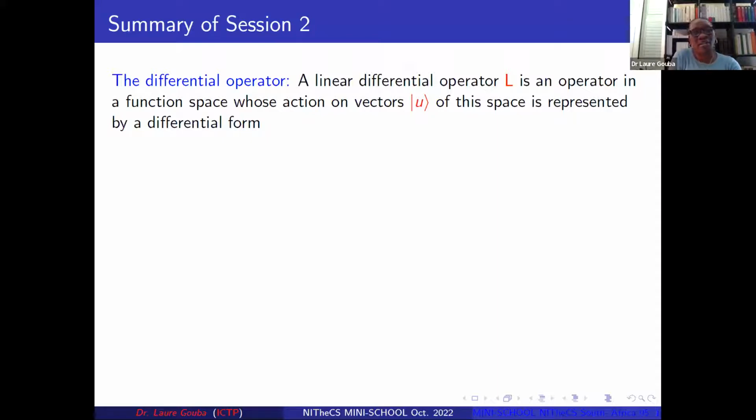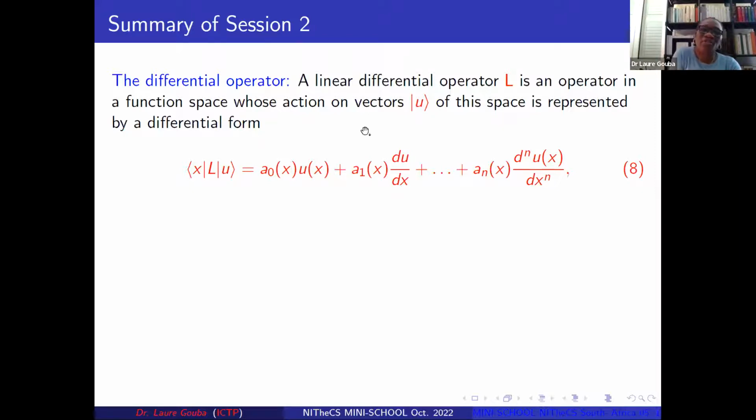In fact, afterwards I added two slides of properties that I missed saying, but one can read them in the notes. So a linear differential operator L is an operator in the function space whose action on a vector U of this space is represented in the form of equation 8. Now, I was asked a question by Kosi last week about the notation that we have here, the ket U. This notation was introduced by Dirac and is called Dirac brackets. You have to see it simply as a notation for a vector. We call it a ket, but it depends on the context here. I see it as a mathematical tool, as a vector, belonging to the function space.